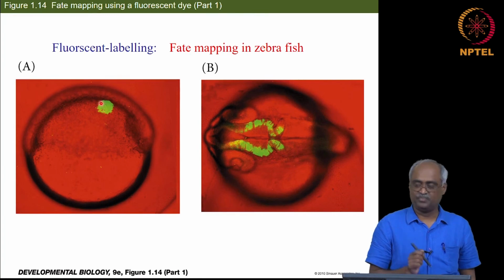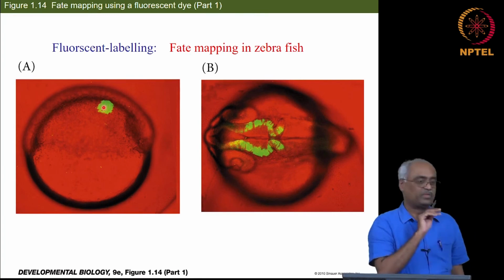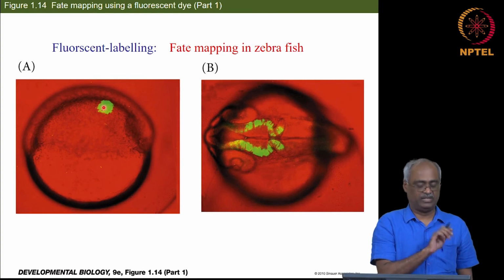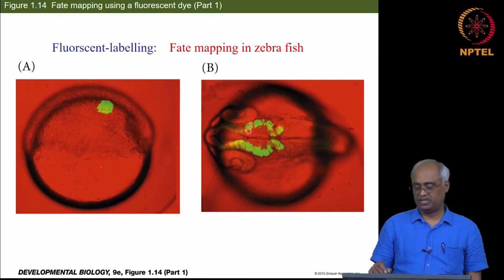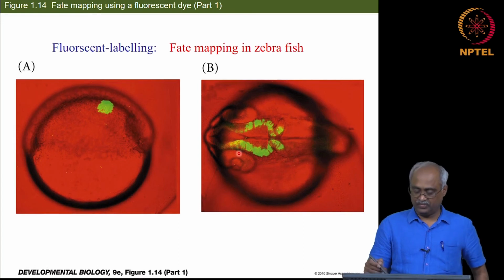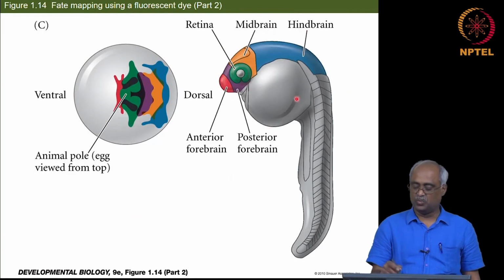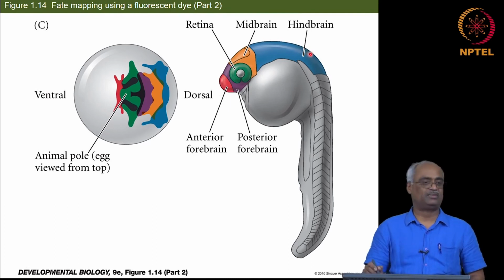So, you have green color, this is a fluorescent molecule that is injected into the cells there, and then you see what happens. Later you see here it is in the midbrain and forebrain area of the neural tube. So, that is where these cells migrated to, and using different color dyes and labeling different parts of the embryo, they are able to map in this manner.